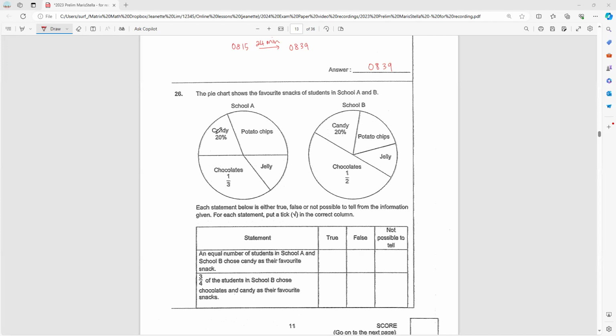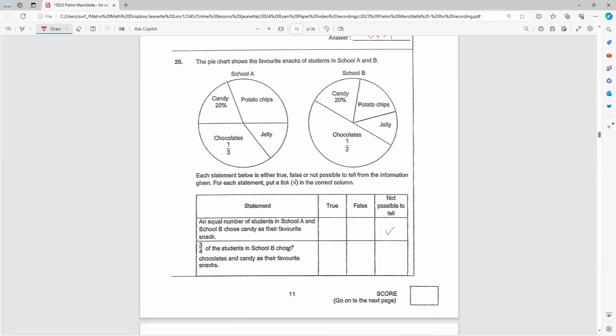Now we have 20% in A, 20% in B. We can't really tell, because if they had the same number of students, then yes, it's true. But we can't tell because school A or B may have more students, we wouldn't know. It's not stated, so not possible to tell. Okay, so 20% of say 400 is different from 20% of 200.